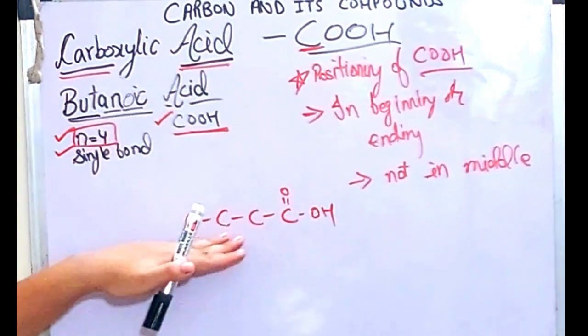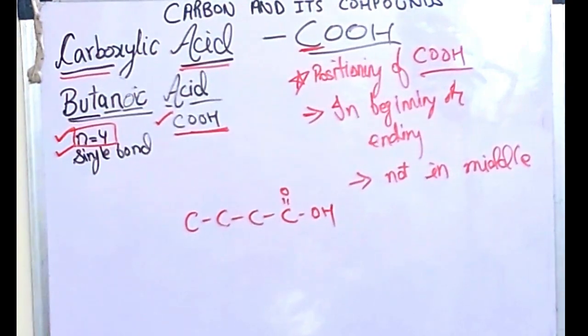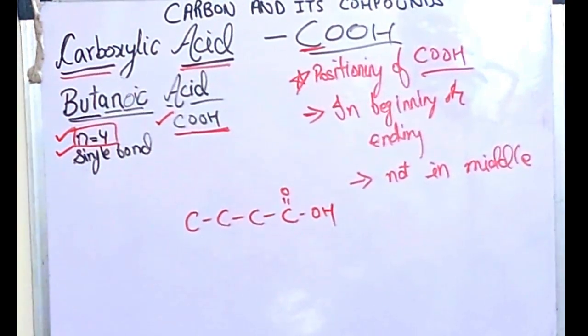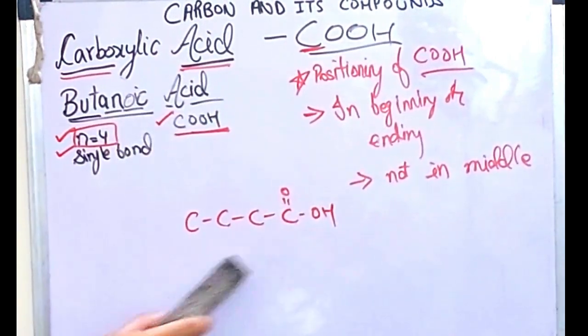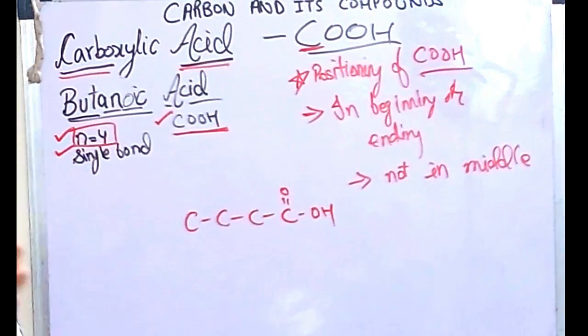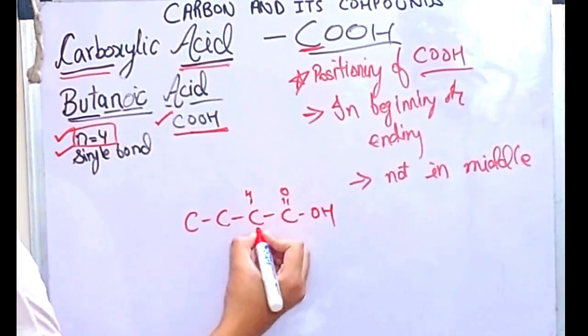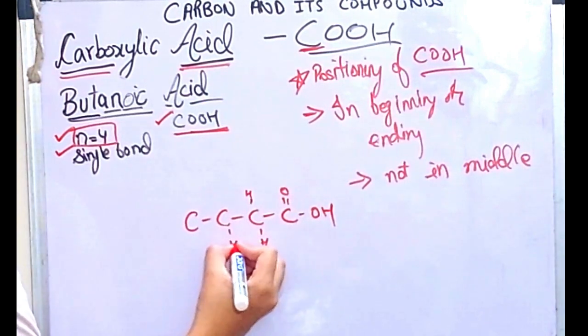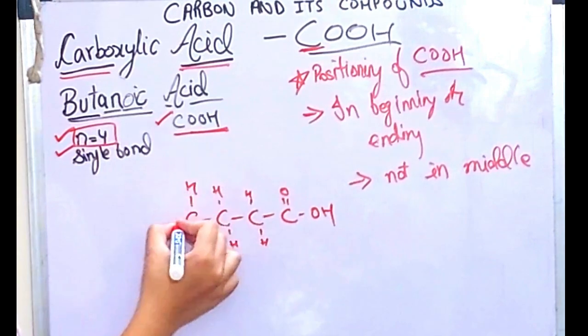Like I just showed, did you understand why this can't go in the middle? Because if I place it in the middle then the valency of the carbon will go up to 5 and that's not possible. That's why you have to put this functional group either in the beginning or the ending. So now let's complete the valency and first make butanoic acid. 1, 2, 1, 2, 1, 2.